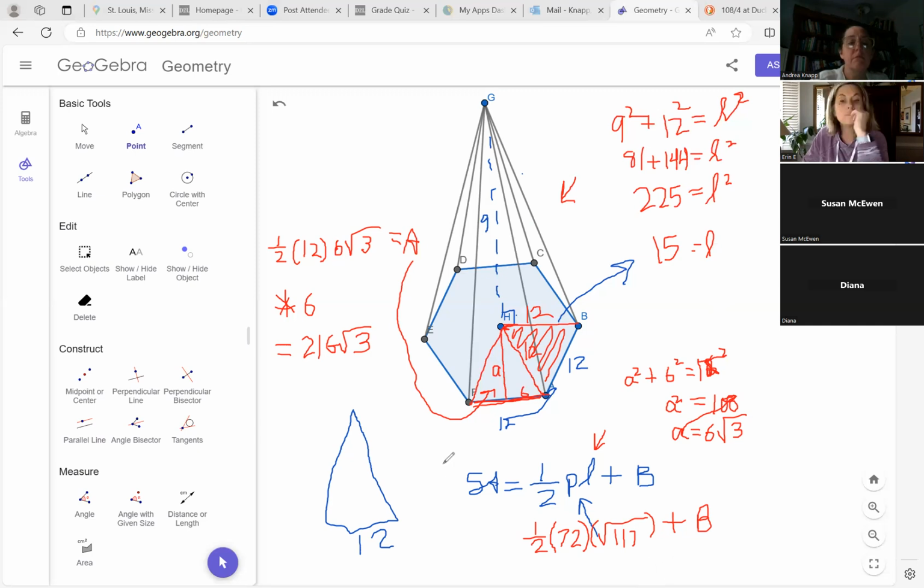I'm so confused. She's gonna have 13 just like this on the test.